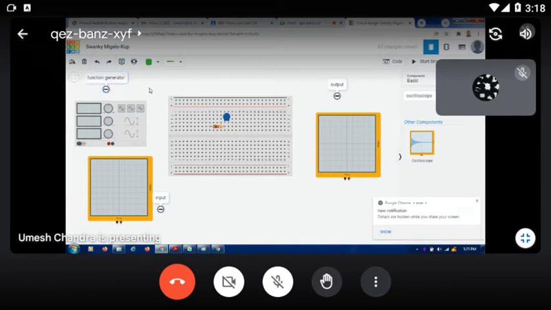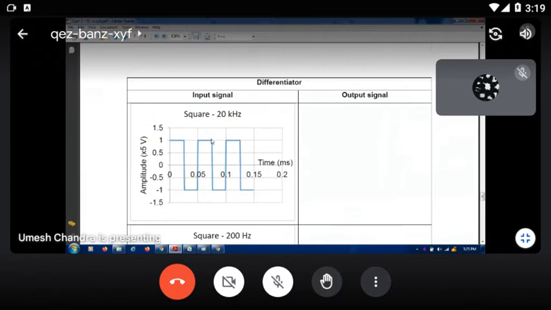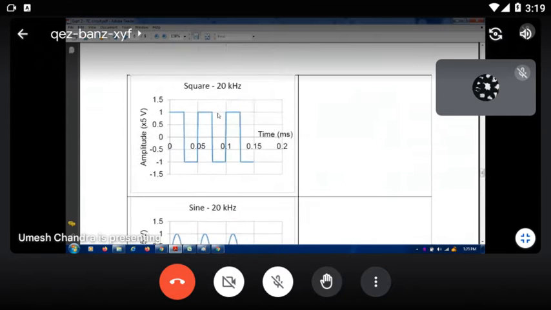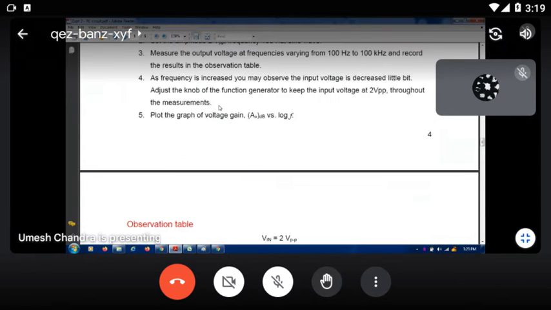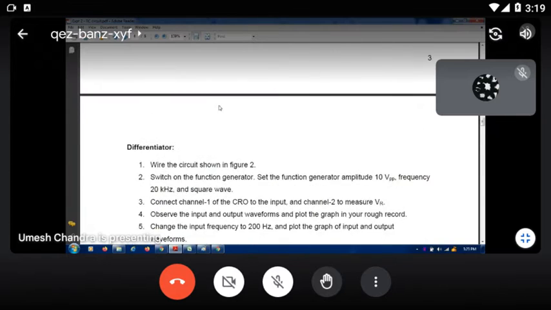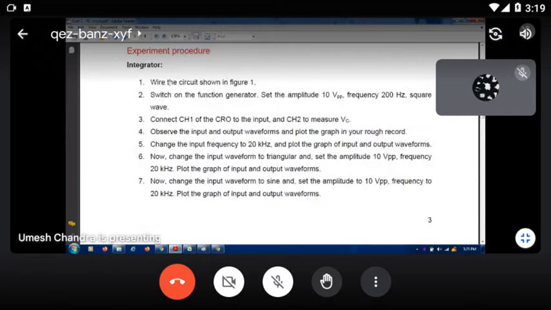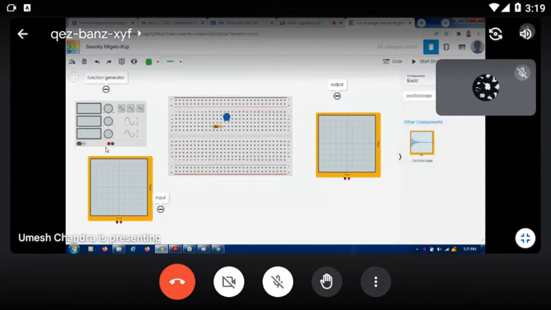Now first you generate a square signal. The procedure for the integrator circuit: switch on the function generator, set the amplitude to 10 volt peak to peak, and the frequency to 200 hertz square wave. Now you give the 200 hertz square wave.